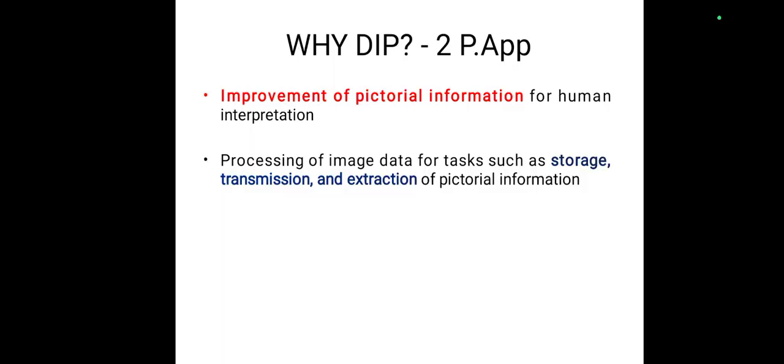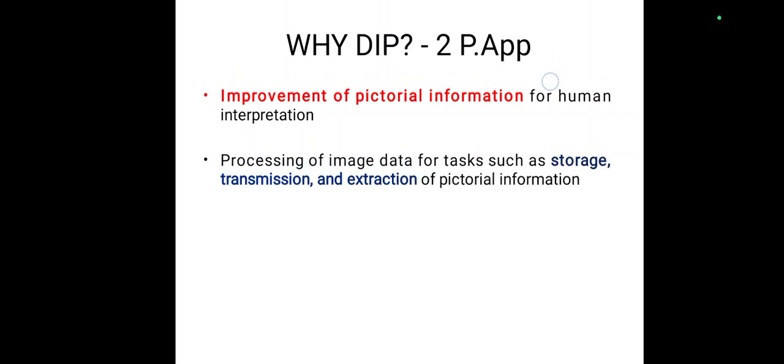Then why do we go for DIP? There are mainly two reasons why we use digital image processing. The first is to enhance images so that they are easier for humans to understand, like brightening an image or sharpening blurry text. The second reason is to prepare images so that computers can interpret and make decisions. For example, identifying tumors in X-rays or recognizing faces in CCTV footage.